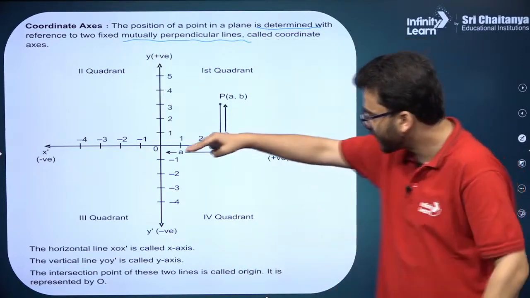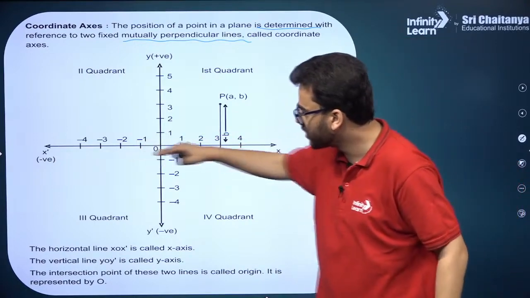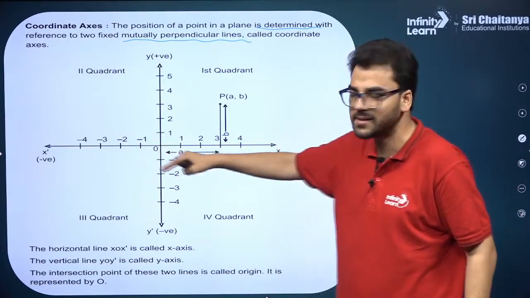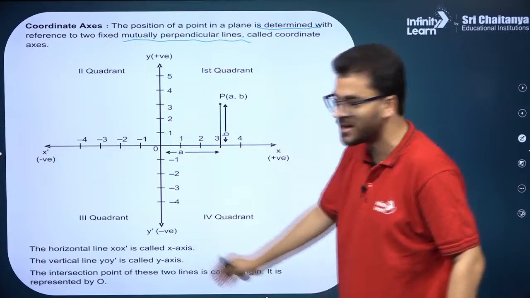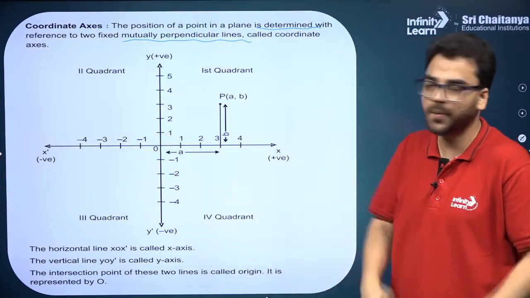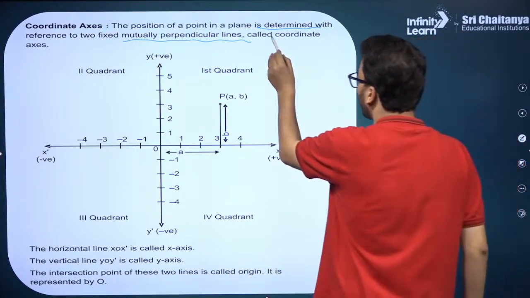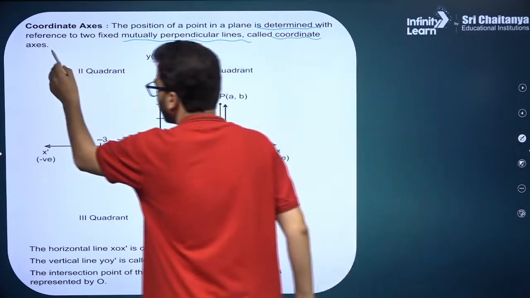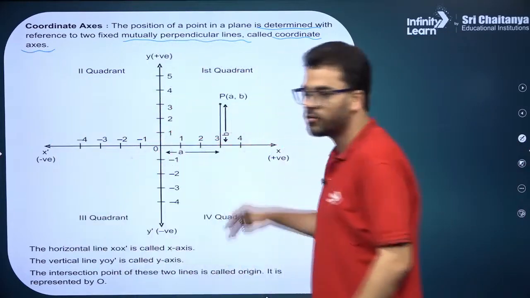They are mutually perpendicular to each other. The horizontal axis is known as the x-axis. The vertical axis is known as the y-axis. They are mutually perpendicular to each other, called the coordinate axis. Okay? They are mutually perpendicular to each other.